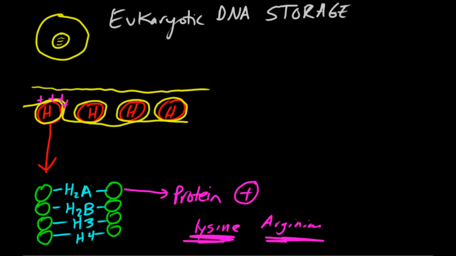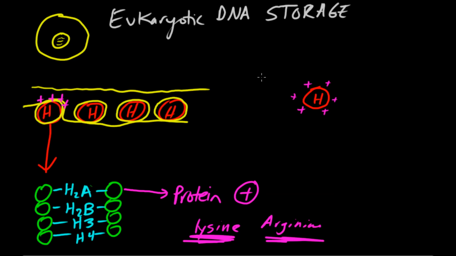So let's go ahead and draw this over here. We have one histone unit. It is going to have a lot of positive charges around it, because it's made up of a lot of lysine and arginine that make up all of these units, and all of these units make up a histone.